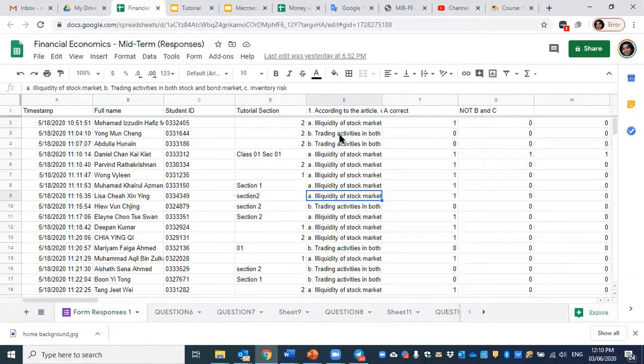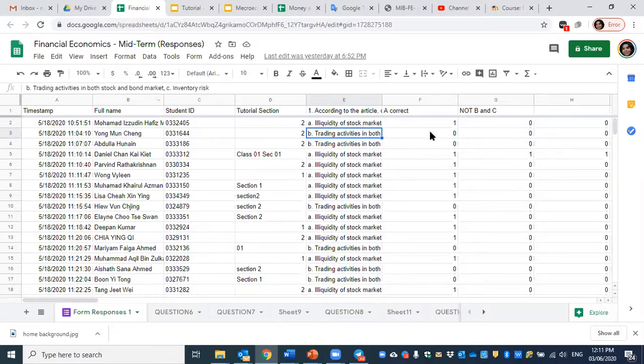So you can see that for a person who has given A and B, A is correct, but since B is not correct, the final mark is zero. The same goes for other questions. For example, let's say this person has given B and C. Part A, which is correct, he gets zero, then the other one is also automatically zero, and the final is zero.